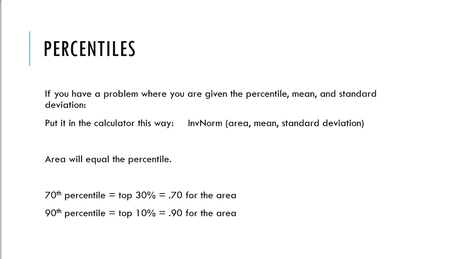So for the 70th percentile, which is the same as saying the top 30 percent, you're going to put 0.70 for the area. If the question asks for the top 30%, I know that 70% of the data is below that. So because the calculator reads left to right, I'm going to put the area in for 0.70. Another example is the 90th percentile is the same as saying the top 10%, so it's 0.90 for the area.